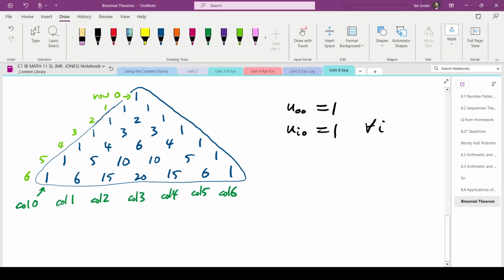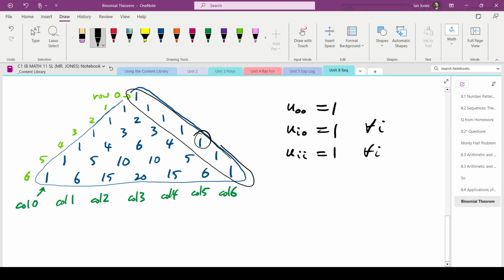And then I'm going to say, okay, also U(i,i) is 1 for all values of i. So this is where the row and the column are the same. That's all of these ones here. For example, this guy right here is in column 4 and row 4. So the column and the row are the same. His value is 1. Column 5, row 5, this one also 1. Okay, so far I've just set up my constants, and they're all 1.